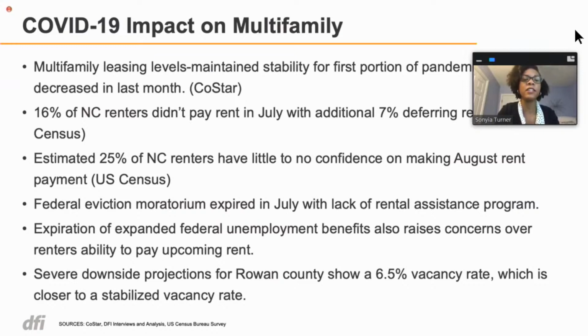Yes, the severe downside projections are showing a 6.5% vacancy rate, which is actually closer to a stabilized vacancy rate. So when we do our analysis, as I've mentioned in previous analyses, we look at what that stabilized vacancy rate is and what the demand is there. And so actually, because the severe downside is projecting a 6.5% vacancy and it is close to stabilized rate, the unit demand looks like it will be fairly comparable to the numbers that we provided you with.